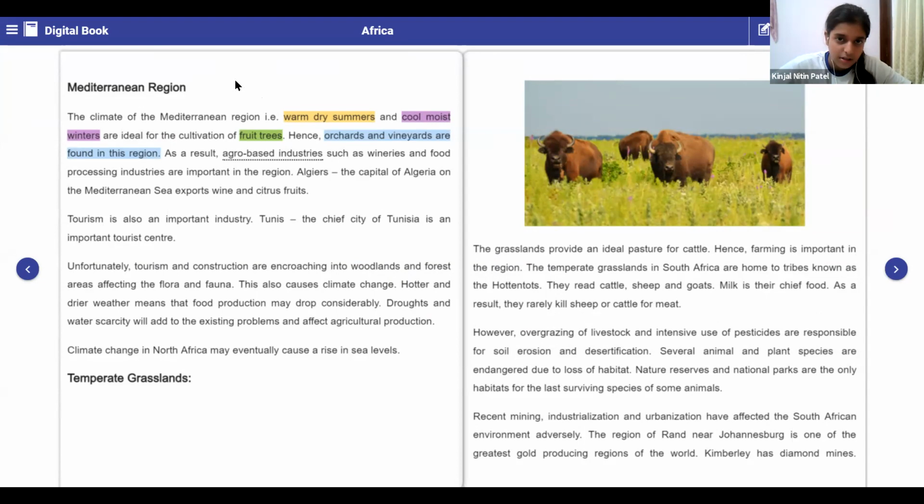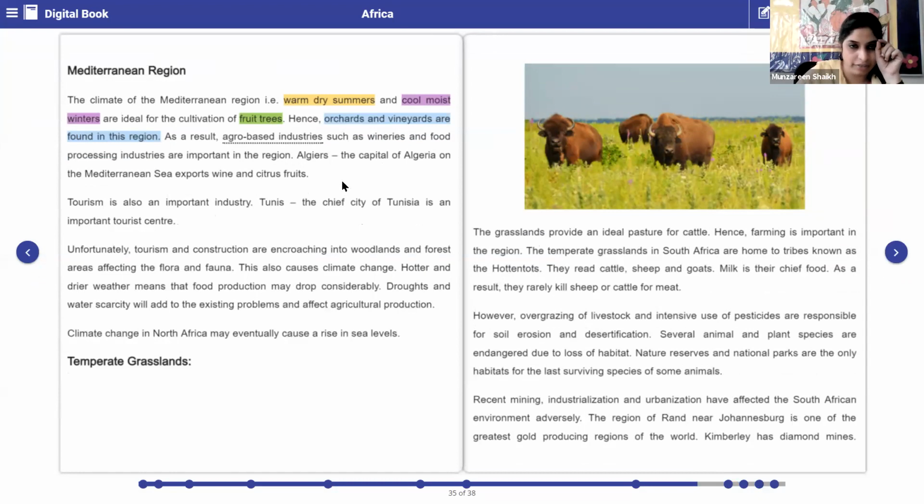Yes. So where are these processes? See, now let's take the example of a place where there are lots of strawberries growing. So definitely next to that place, you'll have industries producing finished products using those strawberries. Right? So as a result, agro-based industries such as wineries and food processing industries are important in this region. So basically, because of the fruit trees, you have agro-based industries also in this region. Underline that. Underline, please, agro-based industries because of fruit trees.